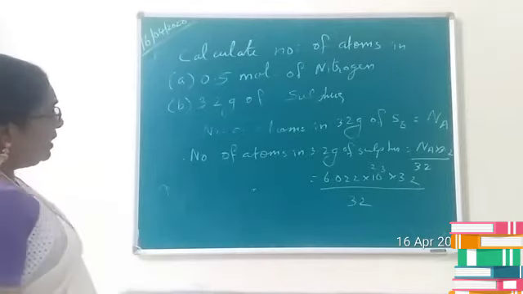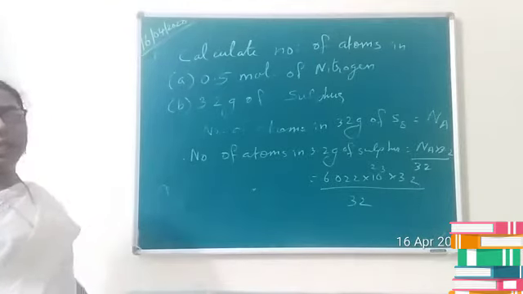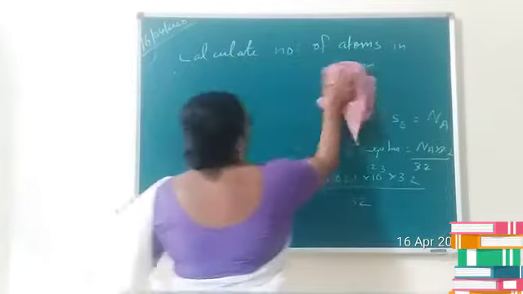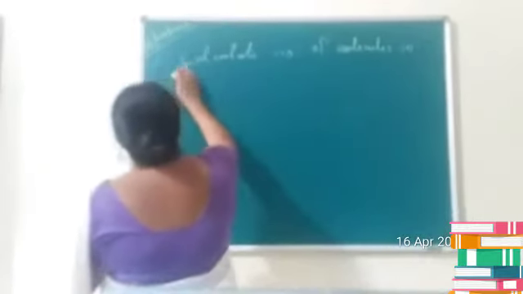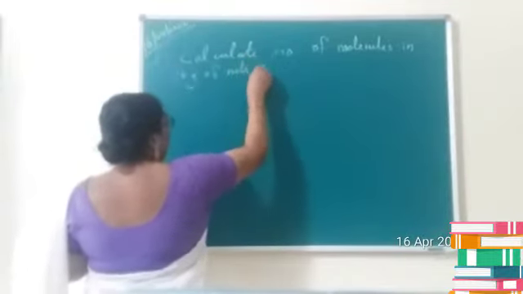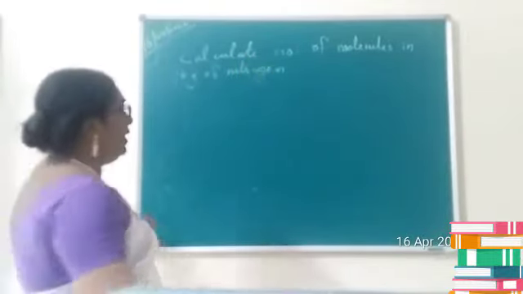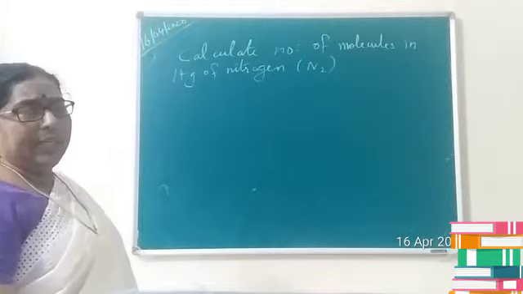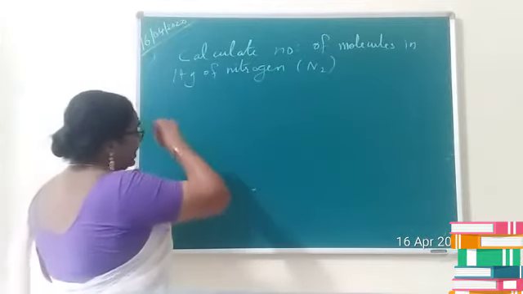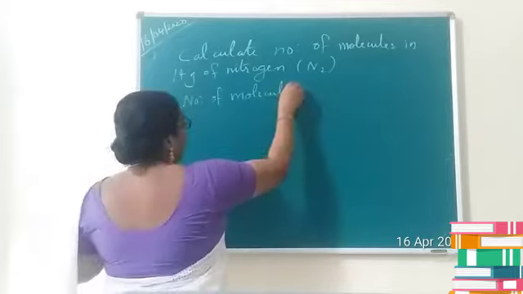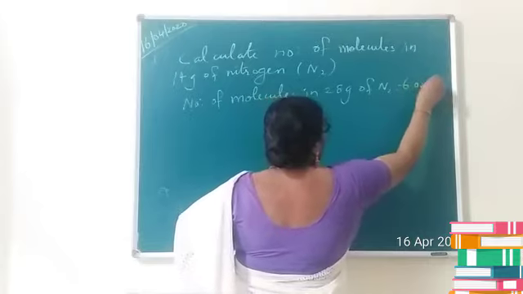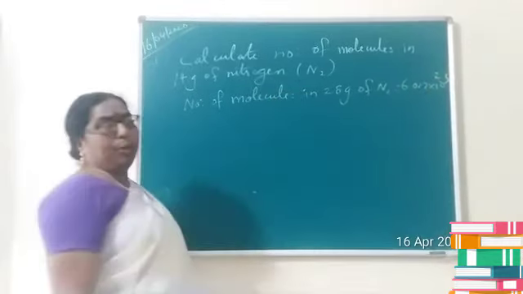Is it clear? Now the same way let us calculate the next question, that is number of molecules. Let us calculate the number of molecules in 14 grams of nitrogen. Since it is number of molecules, it is understood, children, that we are representing nitrogen as N2. Okay. So what is the molecular mass of nitrogen? Yes, 28 grams. So we can say that number of molecules in 28 grams of nitrogen is equal to Avogadro's number, that is 6.022 into 10 to the power 23.